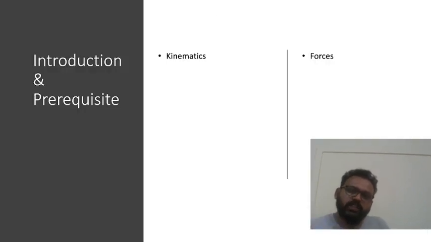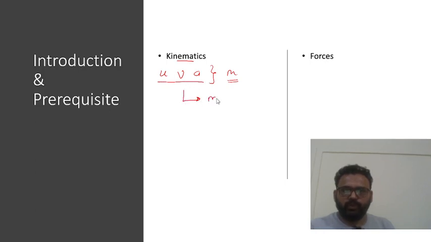To understand this topic, you should have a good understanding of kinematics. Kinematics is basically the study of bodies in motion. While studying kinematics, you might have heard terms like initial velocity u, final velocity v, and acceleration of a body having mass m. There are various formulas for that. So kinematics gives you a motion, correct?